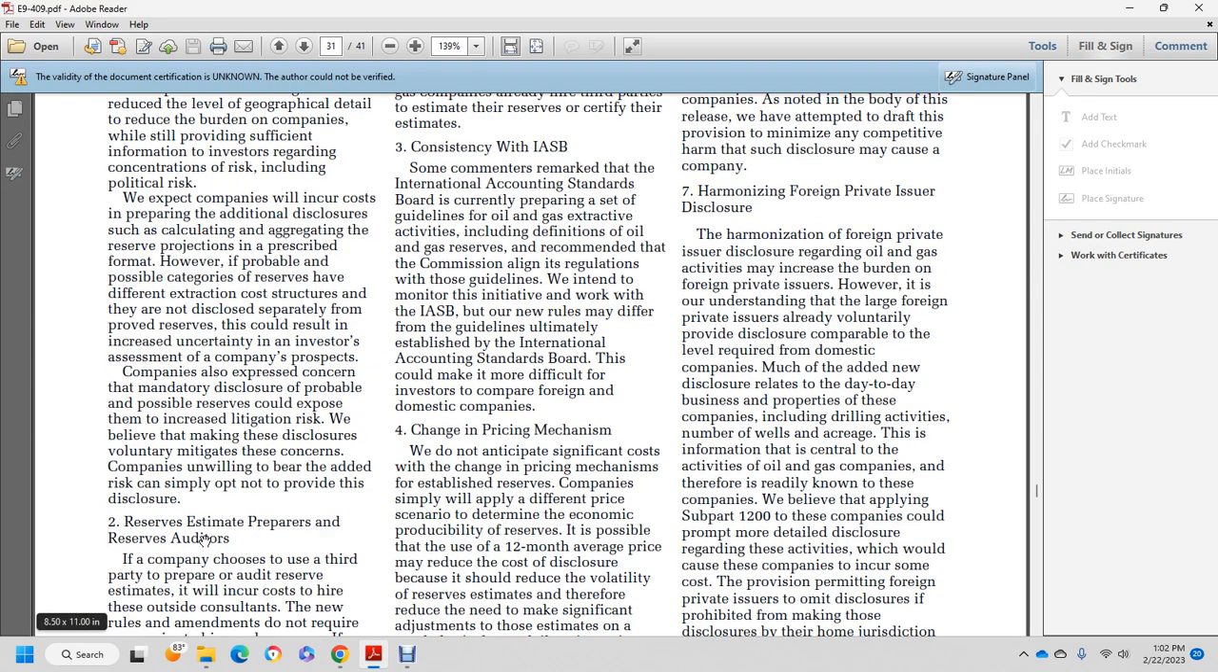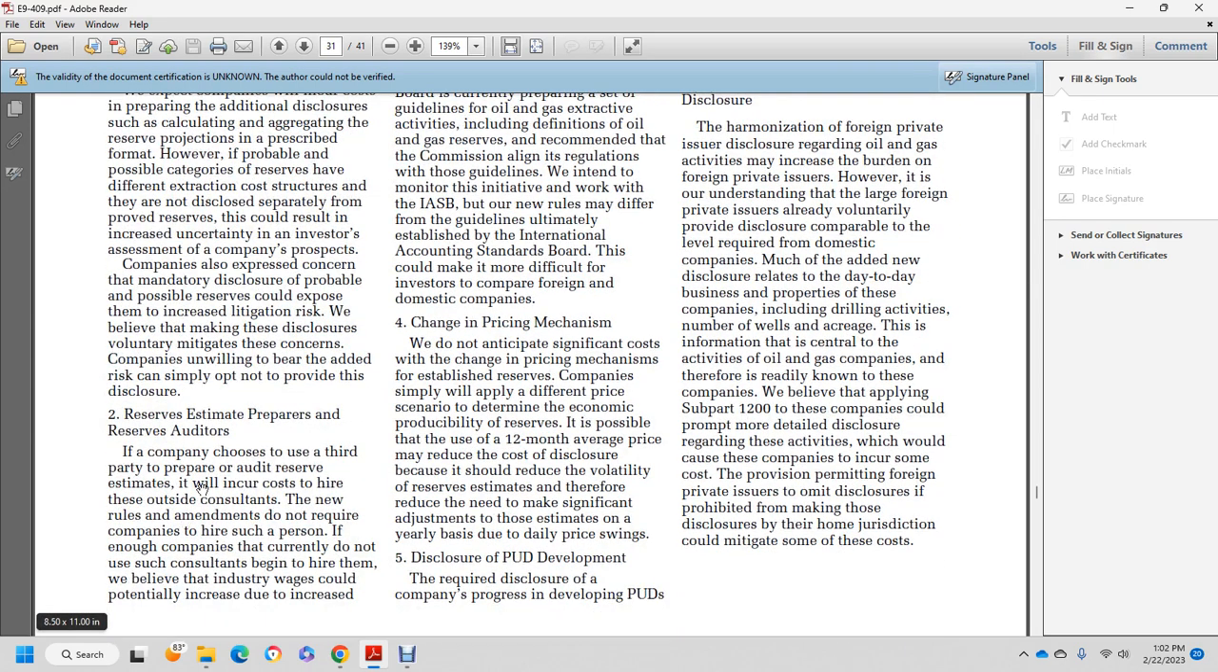2. Reserve estimates of preparers and reserve auditors. If the company hires a third party for the prior audit of reserve estimates, the current cost would be higher at the outset of consulting with the rules or new rule amendments, if they do not record with the higher cost for such a person.